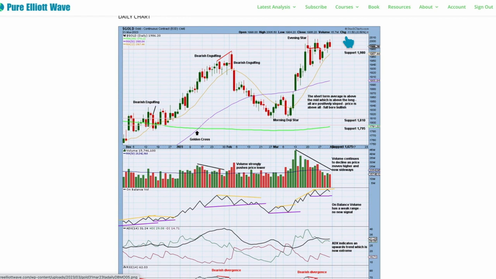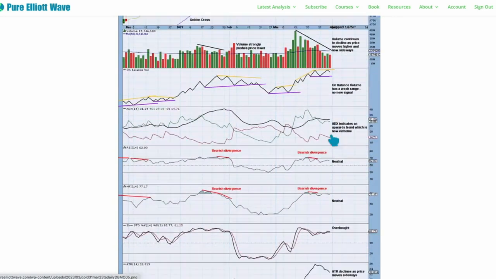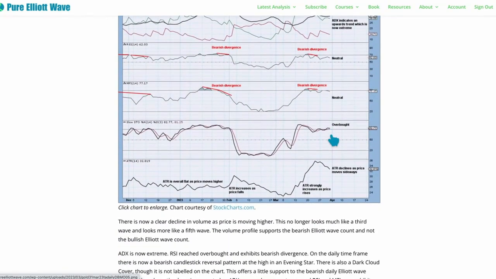As price was moving higher here, volume was declining toward the high. Now price is moving sideways, volume continues to decline. That's normal for a consolidation and a triangle. No signal from on-balance volume, but watch the weak range here next week. A break above resistance would be bullish, below support would be bearish. We've been over ADX, RSI, and money flow. Stochastics also overbought. ATR declining as price moves sideways.